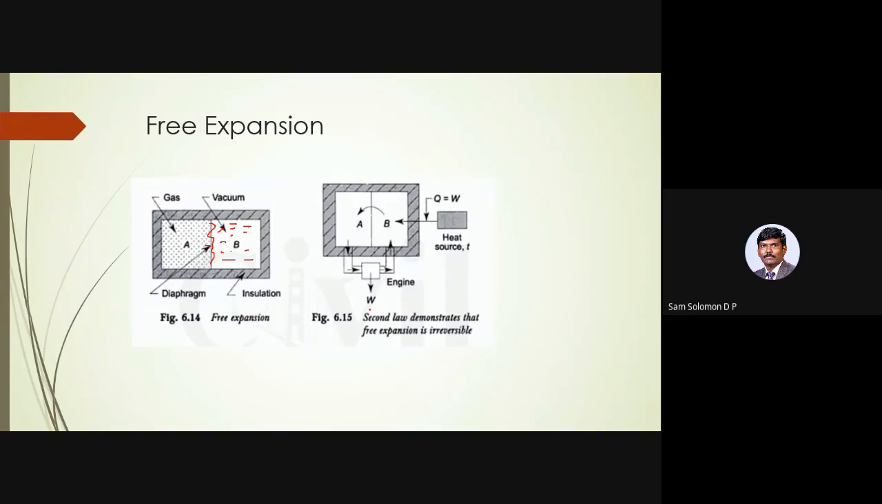To bring this B back to A, because only when you bring the system back to its initial state can we say that something is reversible, what you do is you supply heat from a heat source to this B, so that it is being pushed back to A.